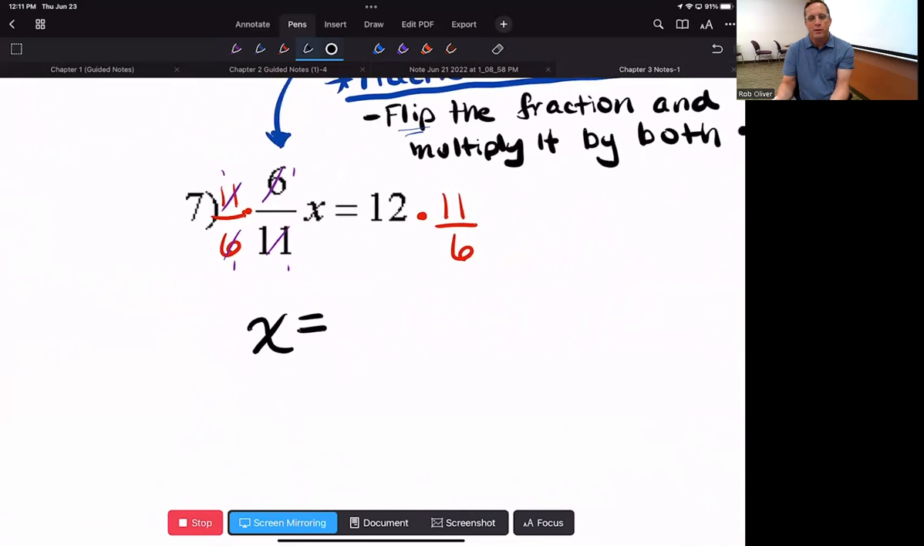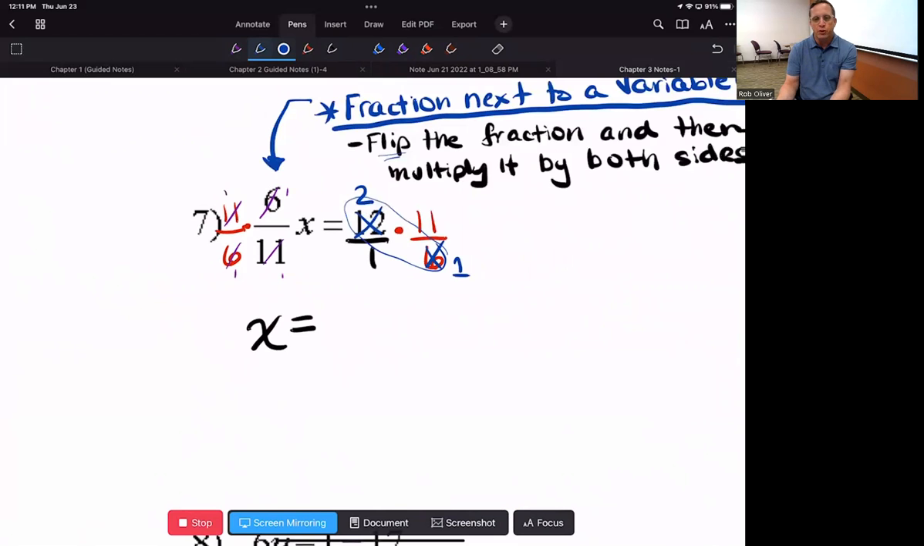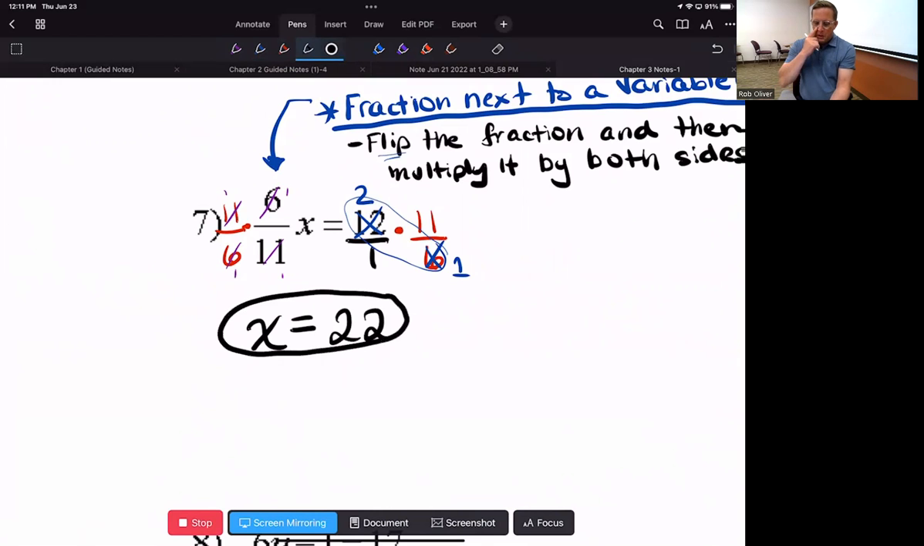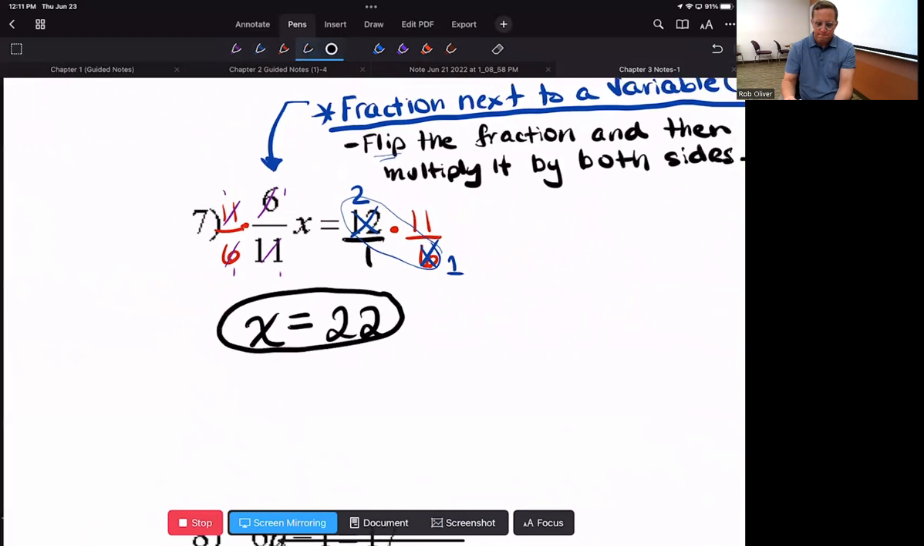Now it just becomes a matter of doing 12 times 11/6. Let's think of 12 as a fraction. 12 and 6 can cross cancel, right? Just divide by 6. So that becomes a 2, and the 6 becomes a 1. Now it's just a matter of doing 2 times 11, which is 22. So you got x equals 22 right there. All right.